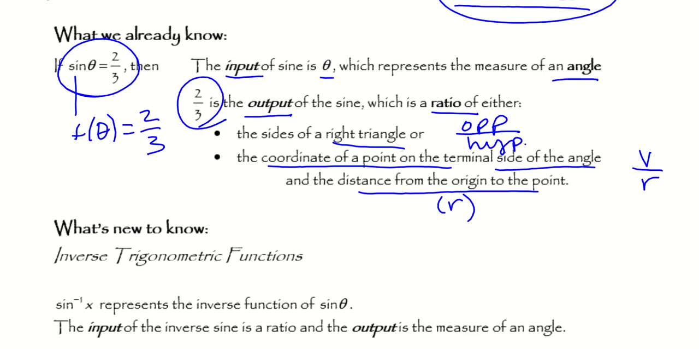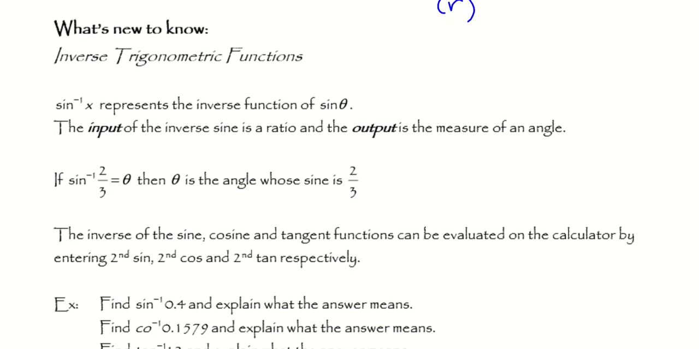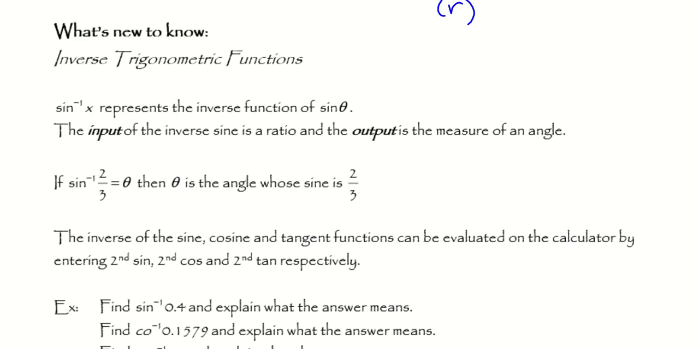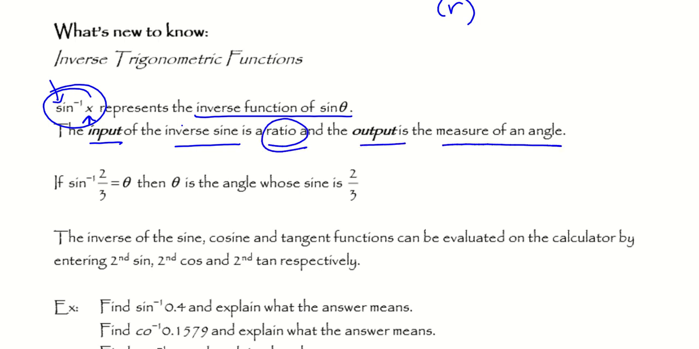Now, what's new to know is that there are inverse trigonometric functions. And when we use a superscript of -1 on a function name, in this case the sine, that indicates that we have an inverse function. So this is the symbol for the inverse function of the sine of theta. In this case, the x, the input of the inverse sine, is our ratio, and the output would be the measure of an angle. So if we say that the inverse sine of 2/3 equals theta, 2/3 is our input and theta is our output.